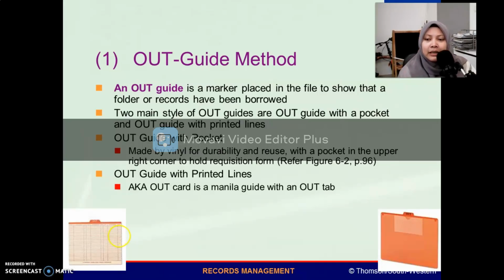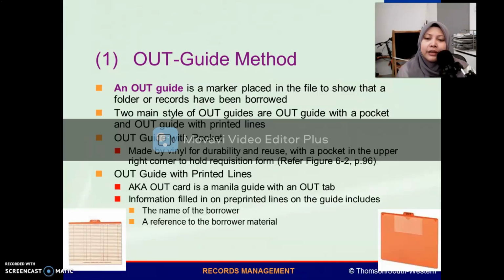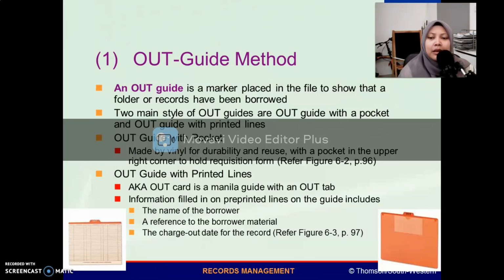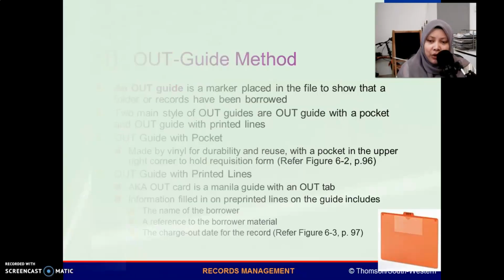Alright. And definitely, like I mentioned just now, if you use the out guide with the printed line, you need to fill up the information on the printed line. And the information will usually include the name of the borrower, the reference to the borrowed material, which is the reference of the borrowed material, and the charge out date for the record. The charge out date is put for the borrower of the record.